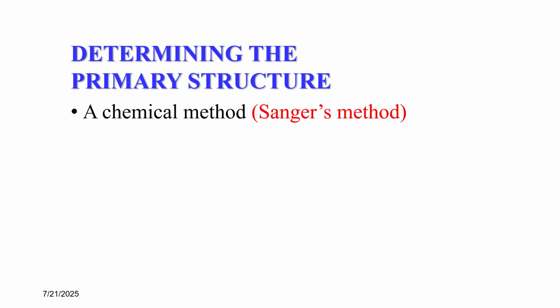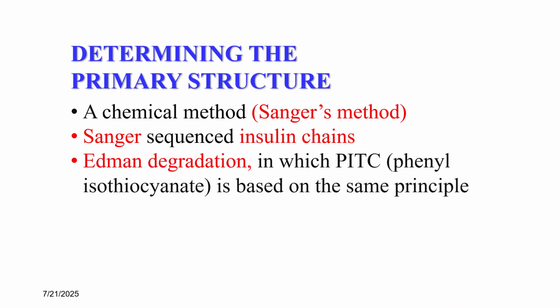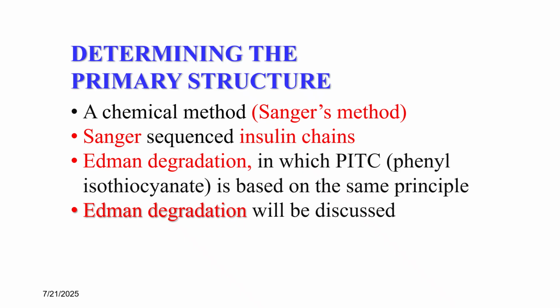So how do we determine the primary structure of a protein? It is determined by a method developed by Sanger, known as Sanger's method of protein sequencing. He sequenced insulin chains and got the Nobel Prize. However, the method I am going to discuss is known as Edman degradation, in which a different chemical is used, which is PITC or phenylisothiocyanate. So here I will discuss Edman degradation.